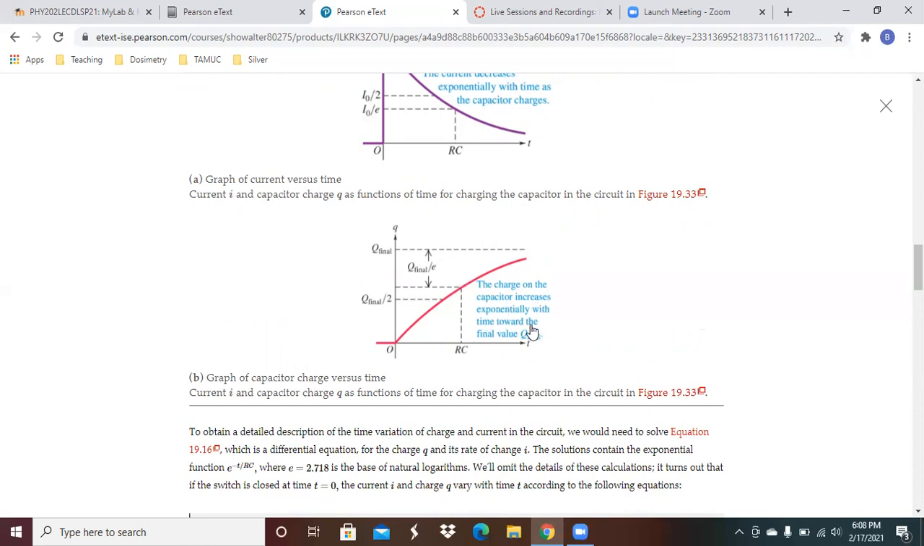So the charge on the capacitor increases exponentially with time towards the final value of Q final. It never actually quite reaches it. It's more of an asymptote, but that's what it theoretically would end up being.